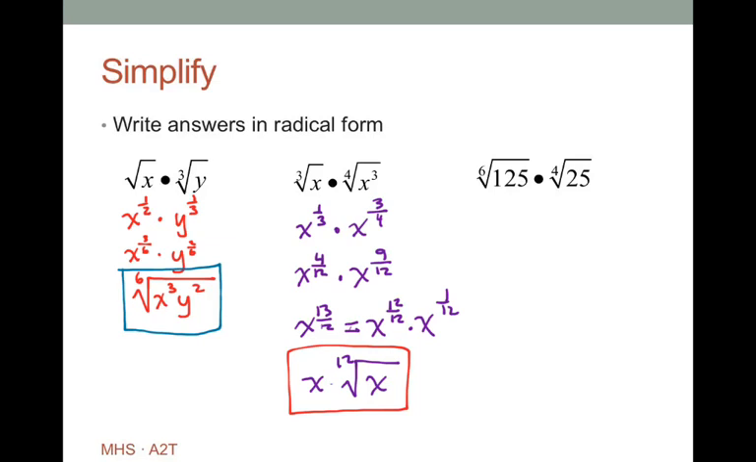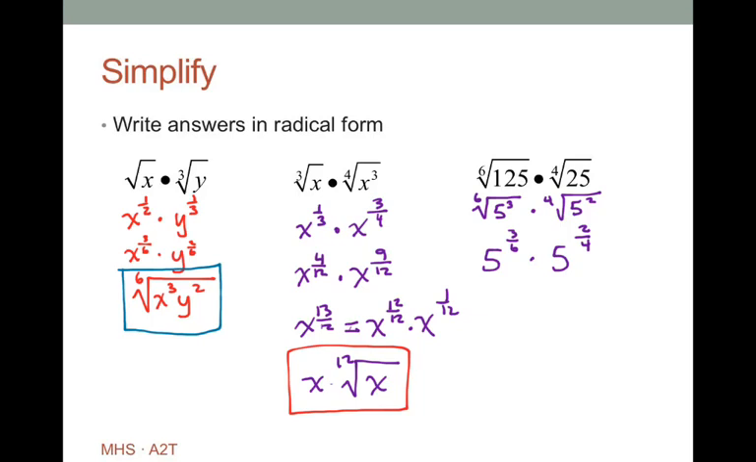Okay, the 6th root of 125 times the 4th root of 25. Let's change those into fractions and see what we find. It helps to know that 125 is 5 cubed and 25 is 5 squared. So we can now write those as fractions: 5 to the 3/6 times 5 to the 2/4.